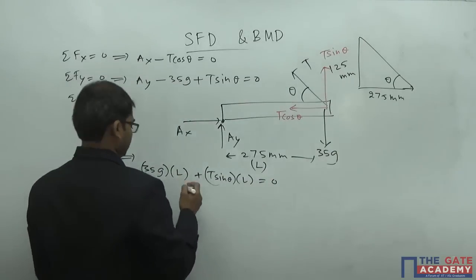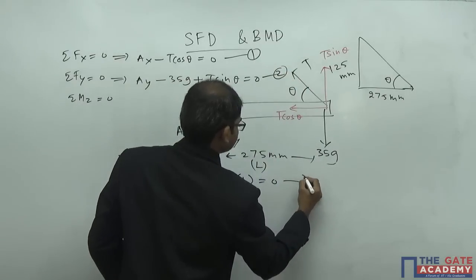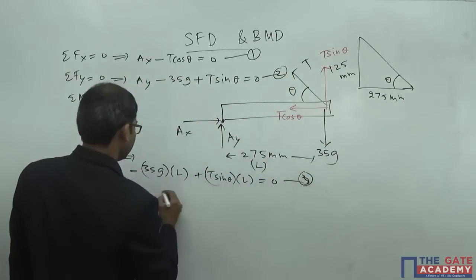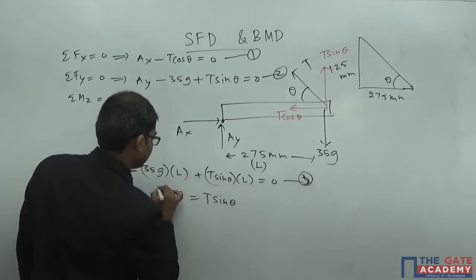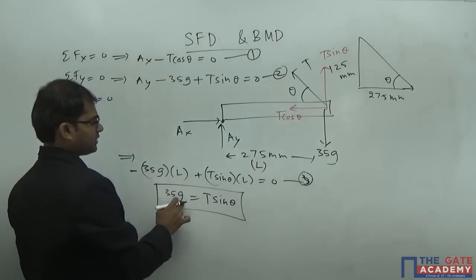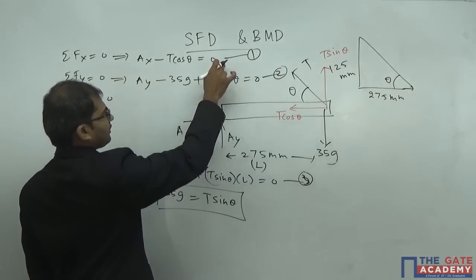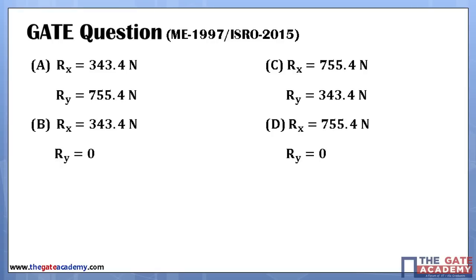From this third equation, equation number 3, we get that 35G is equal to T sin theta. We got one answer here. So we got three equations: 35G is equal to T sin theta, and equation number 1 and equation number 2. If you solve those three equations, you're going to get the answer as D, as shown in the slide. Rx, or basically Ax, will come as 755.4 newtons, and Ry, or Ay, will come as 0.